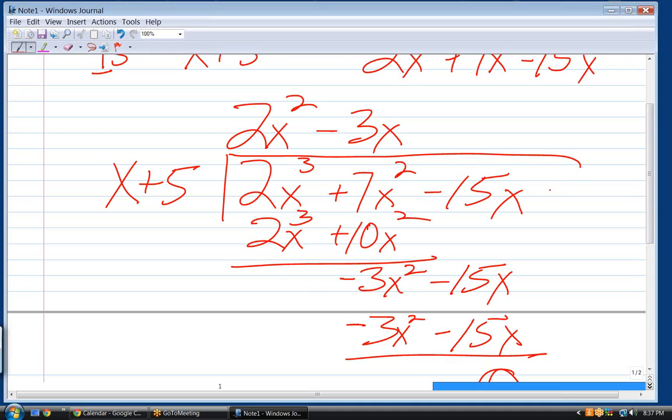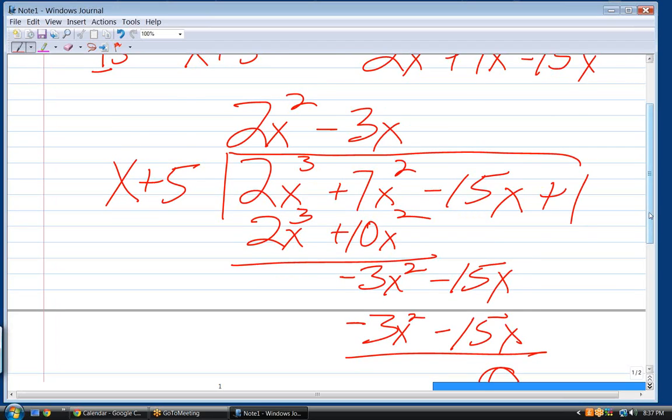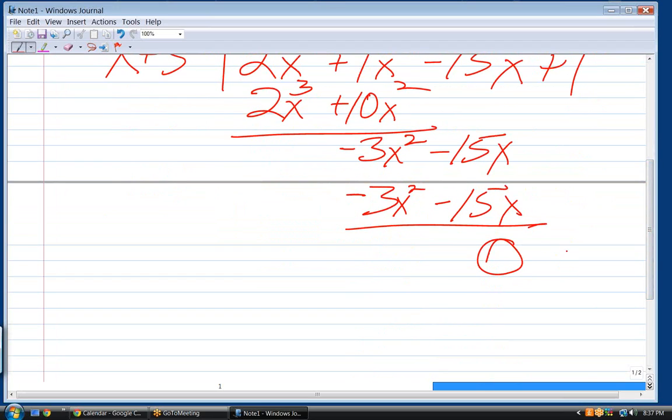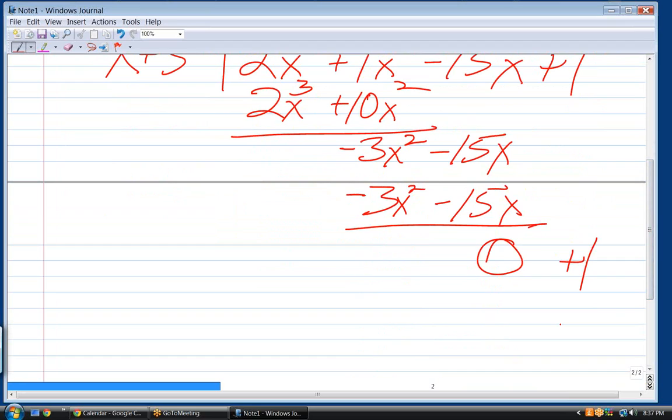If I add, say, a plus 1 to the inside, well, now I'm going to have a remainder of plus 1. And then it won't be a factor. It's got to divide evenly with no remainder.